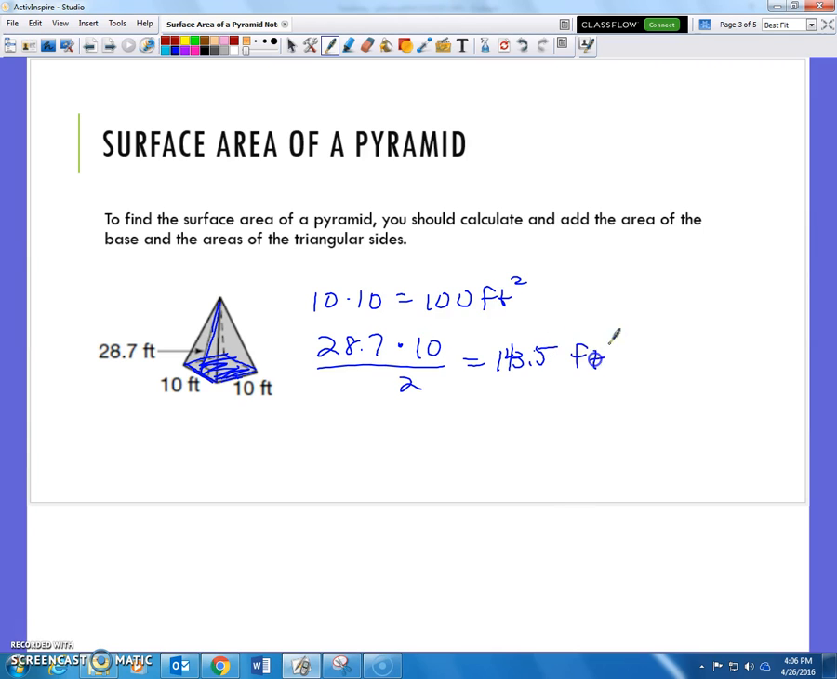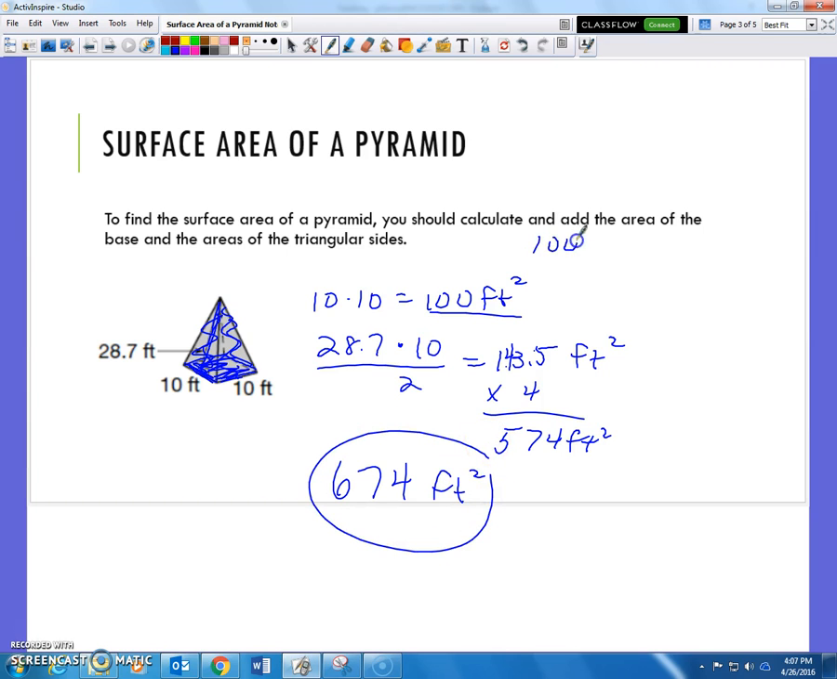square feet. But I don't just have one triangle, I have this triangle, the back triangle, and that back triangle. So I have that 4 times. So instead of adding 143.5 4 times, I could just multiply it by 4, and get 574 feet squared. That would be the lateral faces of the pyramid, all of their areas added up. But I also have the base to worry about. As far as surface area is concerned, I'm going to add 100 to that and say that my final answer is 674 square feet. I'm adding the 100 plus the 574 to get that answer.